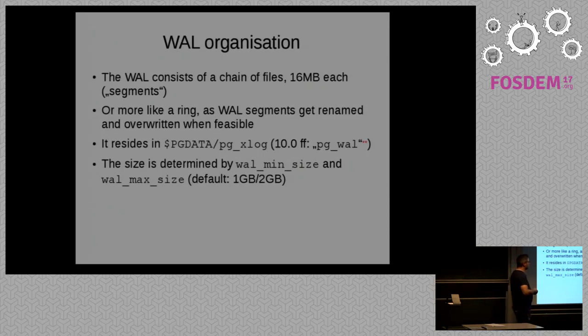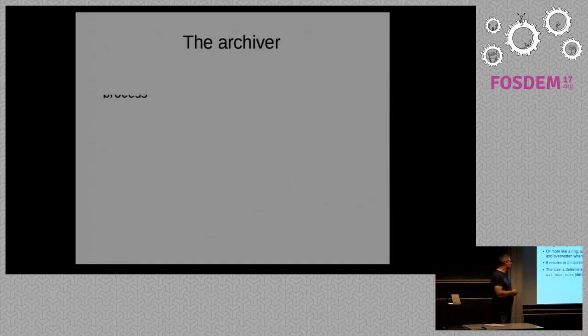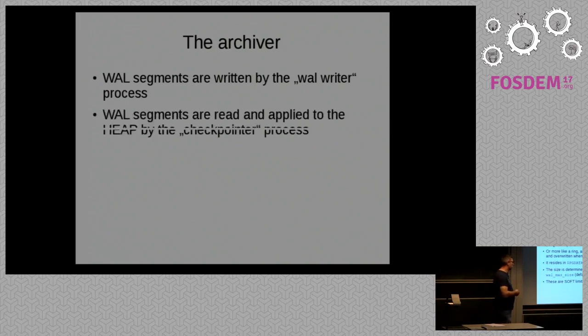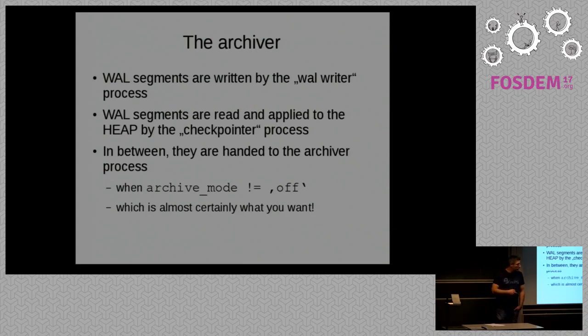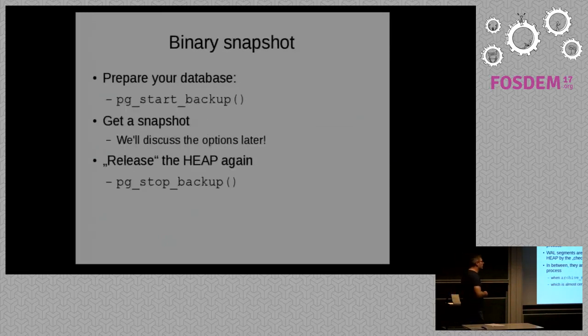Anyway, size is determined by wal_min_size and wal_max_size. Oh my god, it's FOSDEM. By default it's 1 gigabyte or 2 gigabyte, but those are soft limits. We'll come to that. The WAL writer writes WAL segments, and they are then read by the checkpointer process. And in between, if you have it, the archiver will run and will do something to them. And we'll come to that as well.